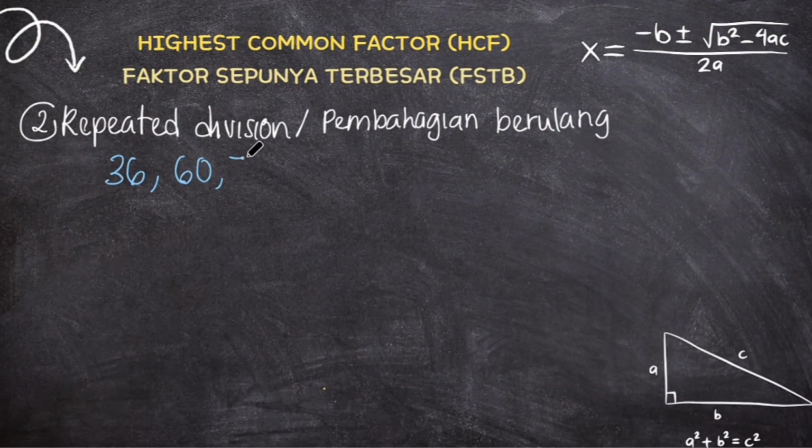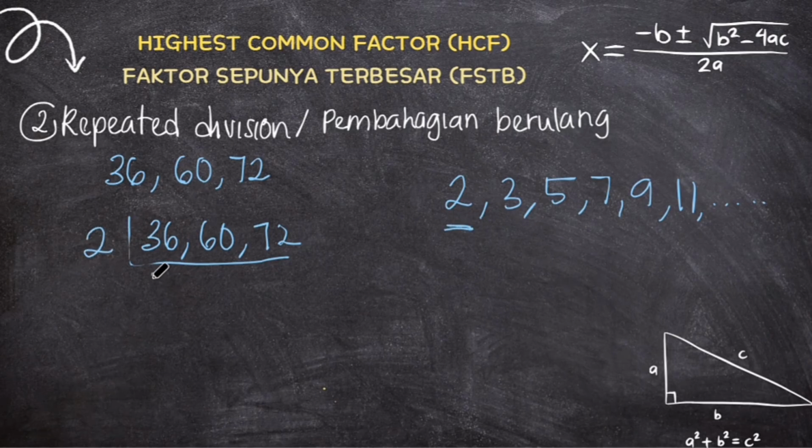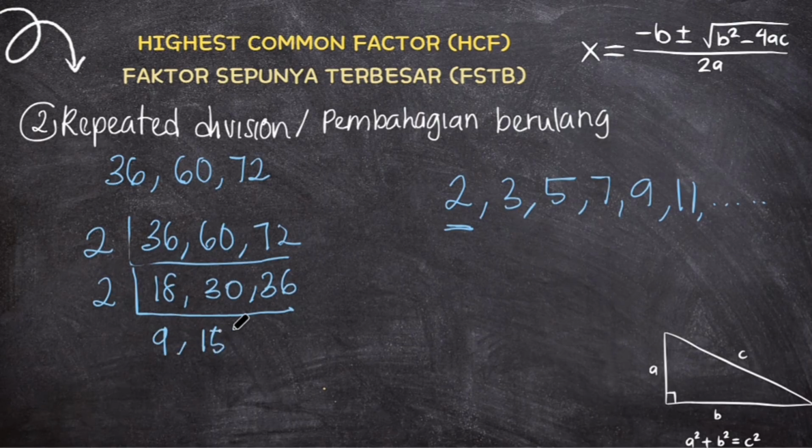Now, back to the method. Method 2, repeated division. Let's say they gave us 36, 60 and 72. You divide it with prime number 2, 3, 5, 7, 11 and so on. You may start the division with the lowest prime number, which is 2. 36 divided by 2, 18. 60 divided by 2, 30. 72 divided by 2, 36. And divide again with 2. 18 divided by 2, 9. 30 divided by 2, 15.